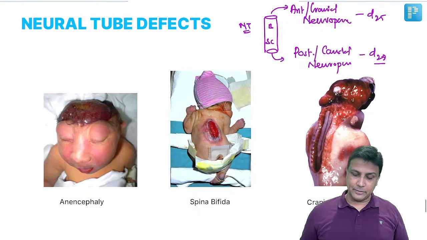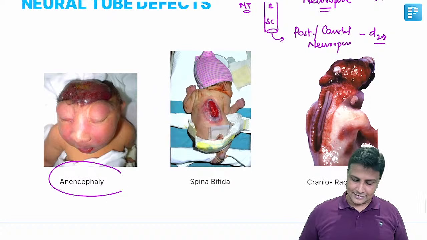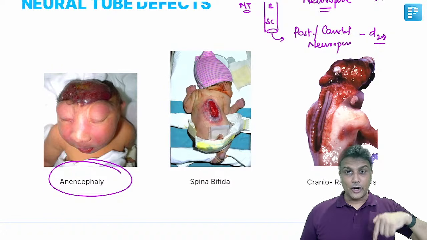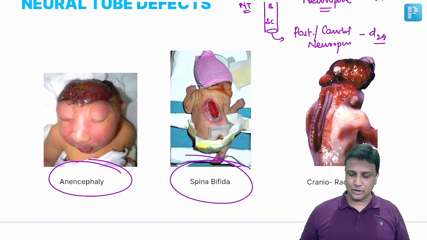In some unfortunate babies, the cranial neuropore will not be closed and it will lead to a condition known as anencephaly. If the caudal neuropore is not closed, it will lead to a condition known as spina bifida. Spina bifida.